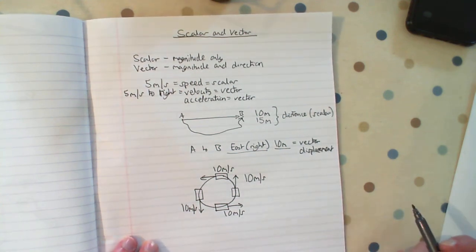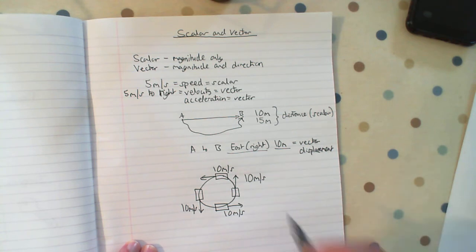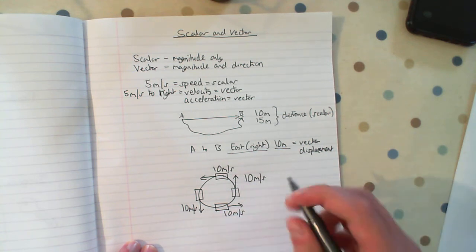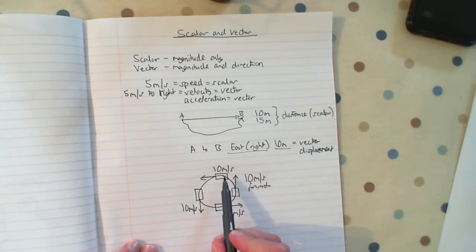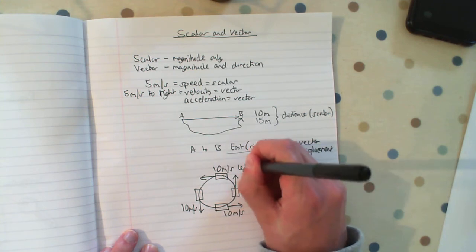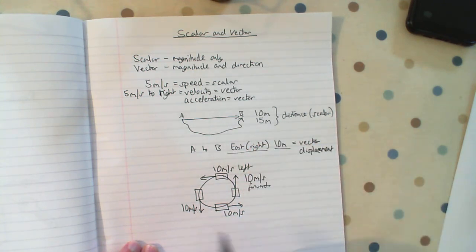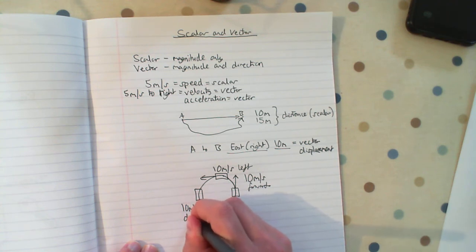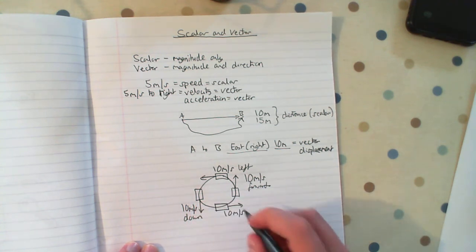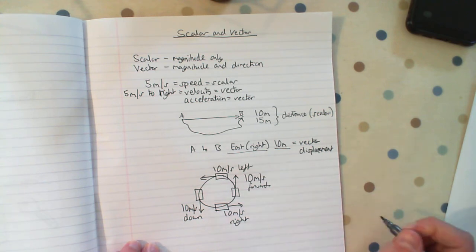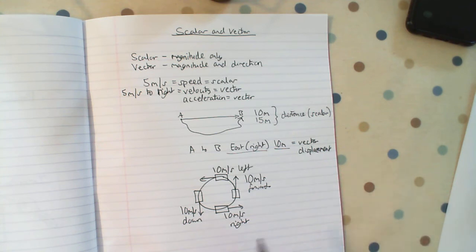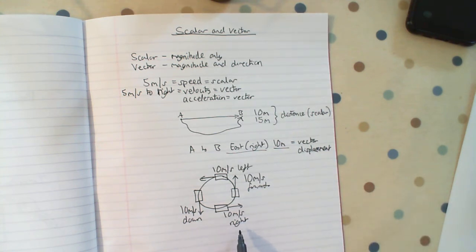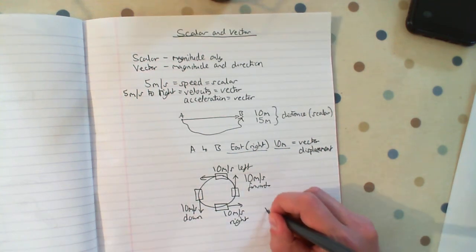If we were to have a look at the vector, if we look at the velocity, we've got a velocity of 10 meters per second forwards. If we were to have a look over here, we've got 10 meters per second to the left. If you look here, we've got 10 meters per second down. And if you look here, we've got 10 meters per second to the right. So these are all velocities because we've now been given a direction. It is vector, it's got magnitude, 10 meters per second, and a direction.